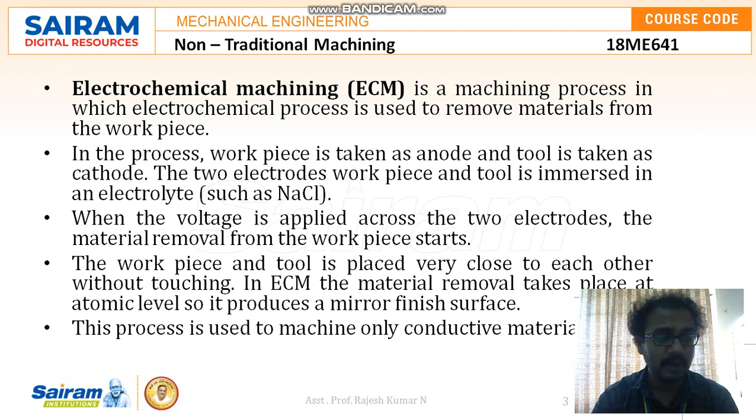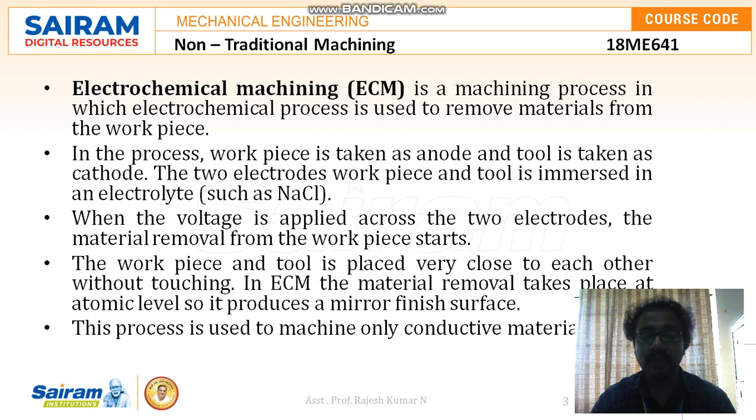Here the electrolyte I will be using is sodium chloride, and when the voltage is applied across the two electrodes, the material removal from the workpiece starts. Based on the amount of voltage I am applying in terms of amps, and the kind of workpiece I am using, I will be supplying the required amount of voltage, and the workpiece and the tool are placed very close to each other without touching. In the electrochemical machining process, the material removal takes place at the atomic level so that it produces a mirror finish surface.